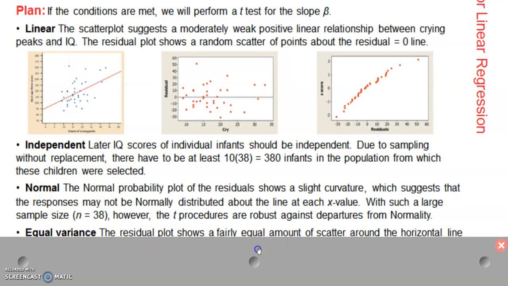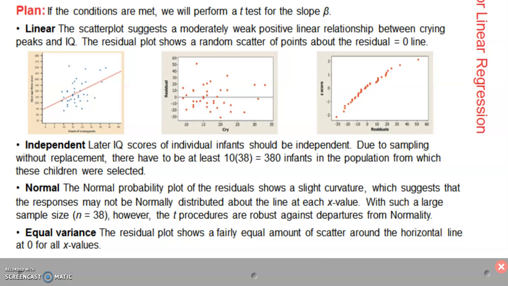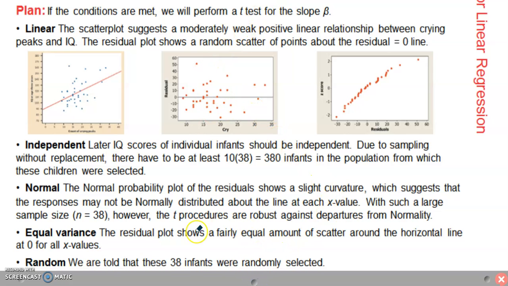LINE is equal variance, so I look here and I look for kind of equal spread at individual x values, so like what's the general spread around it. I can see, yeah, there's like 1 point up there, but that's just 1 point, so this doesn't really give me cause for concern. And then random, we were told that these 38 infants were randomly selected, so that condition is met.